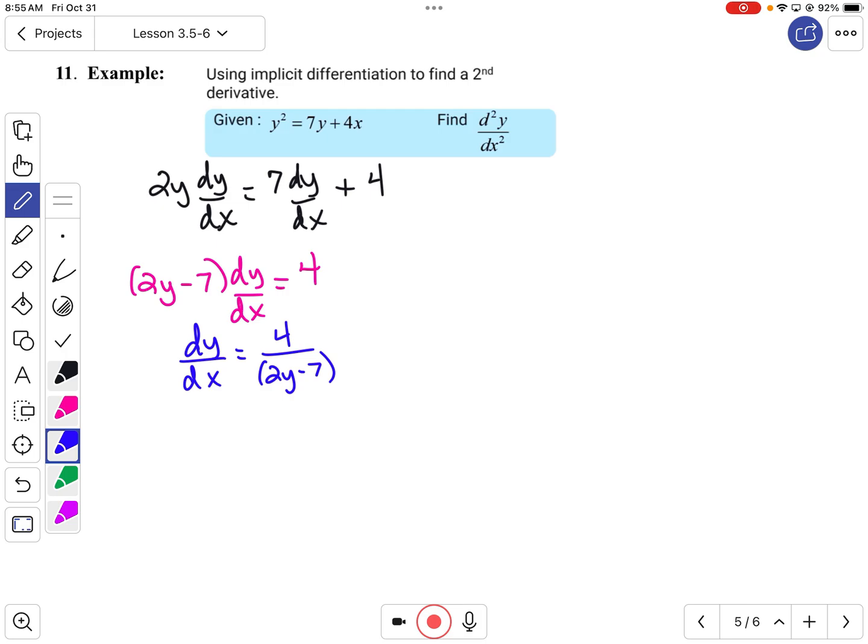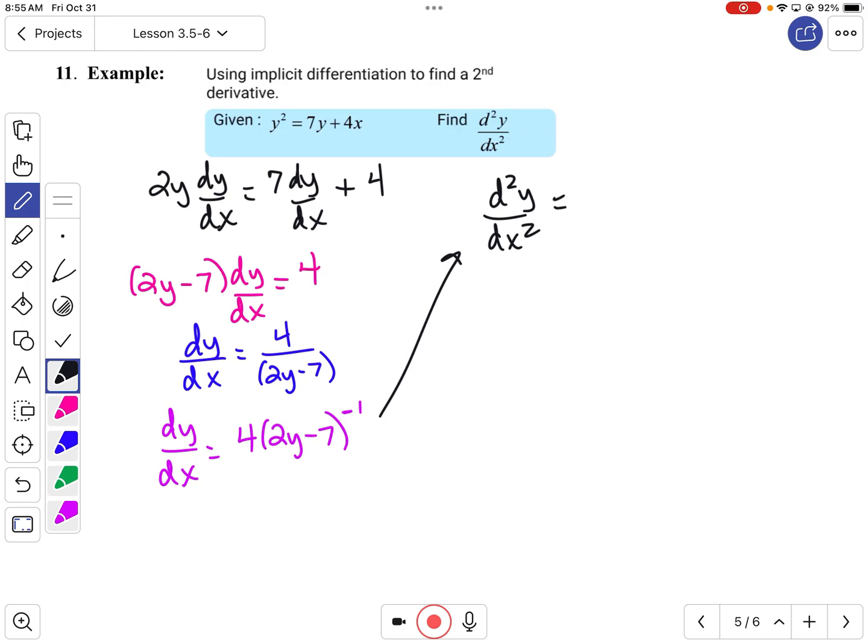Now, before I take my second derivative, I know that I could also write this as 4 times (2y minus 7) to the negative 1, so that I could avoid the quotient rule. I'm going to pull that up just because I can. Now, we're going to have to think about it as we do it. So now that I have dy/dx, I'm taking the derivative of dy/dx, which would be this new notation, d squared y dx squared.